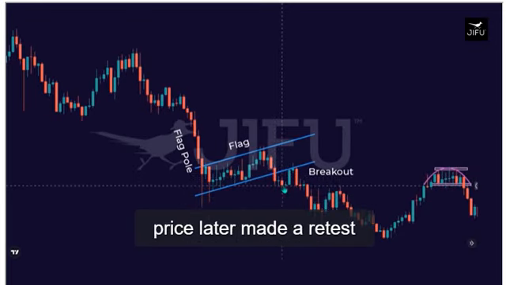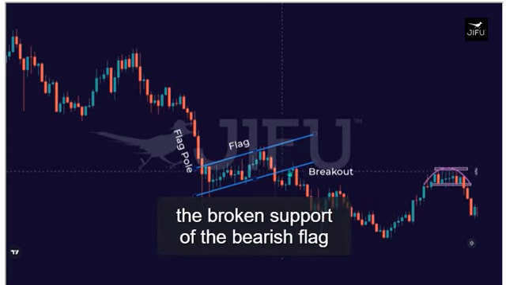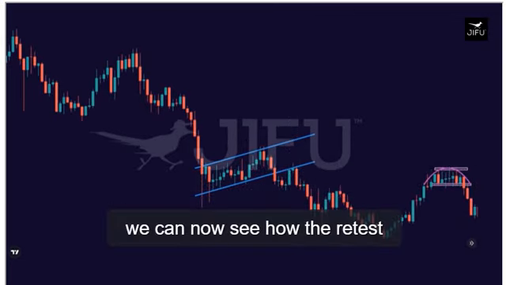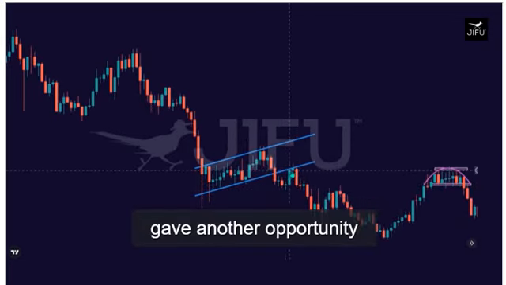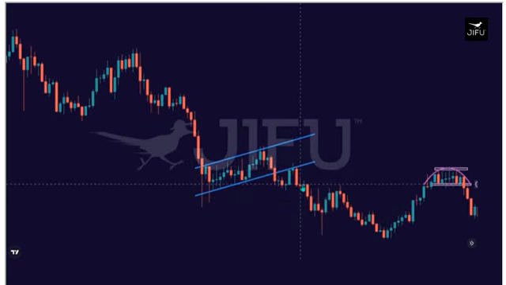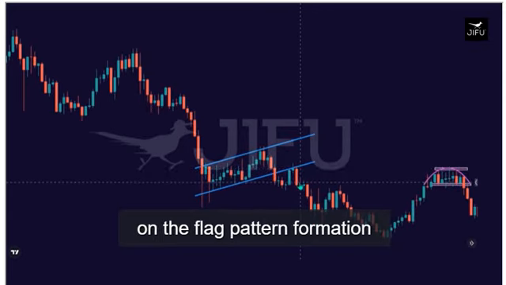Price later made a retest, thereby giving confirmation of the broken support of the bearish flag is now a potential dynamic resistance for price. We can now see how the retest gave another opportunity for traders who missed the first breakout downward. Where should we place our stop loss on the flag pattern formation?